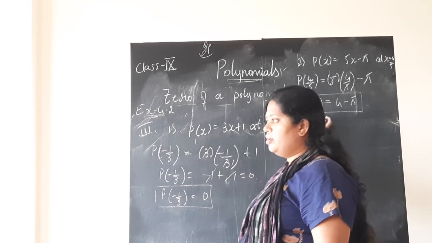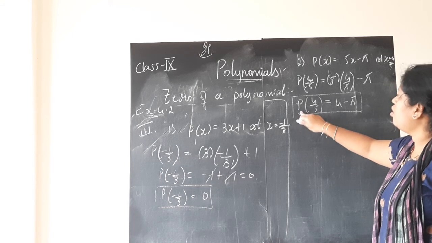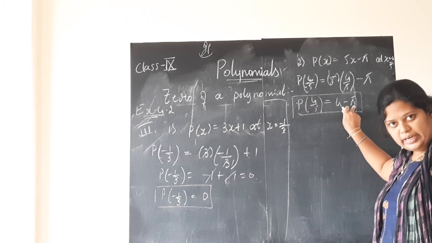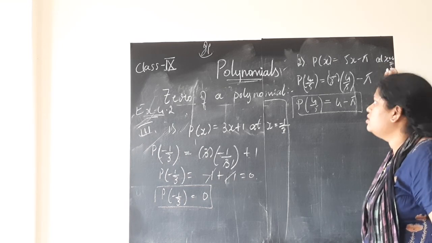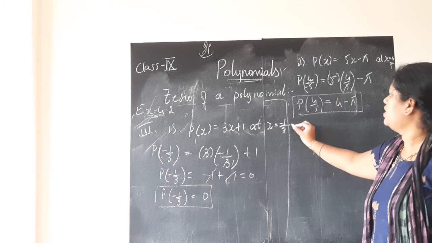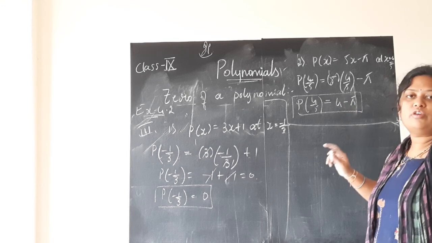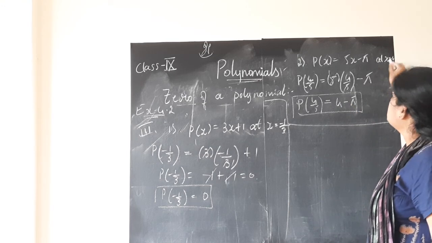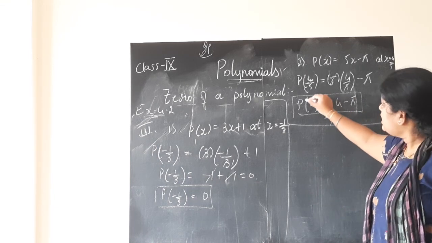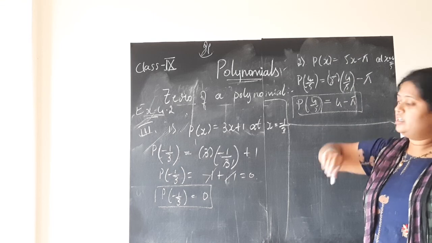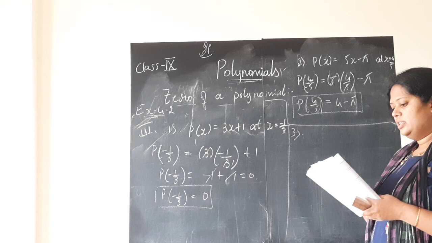When you don't get 0, then how do we write one sentence? Since P of 4 by 5 is equal to 4 minus pi, x is equal to 4 by 5 is not the 0 of a polynomial. I will repeat. Since P of 4 by 5 is equal to 4 minus pi, x is equal to 4 by 5 is not the 0 of a polynomial. If the value is 0, it is the 0 of the polynomial. If it is not 0, then it is not the 0 of a polynomial. That's all. Third question.